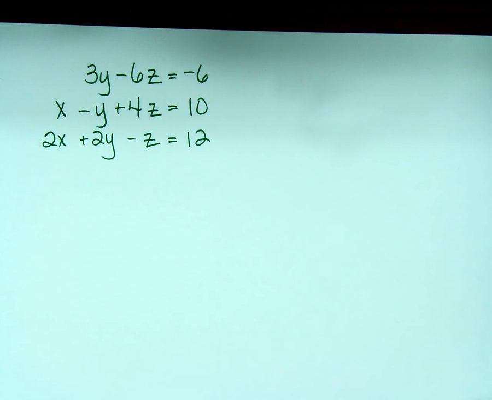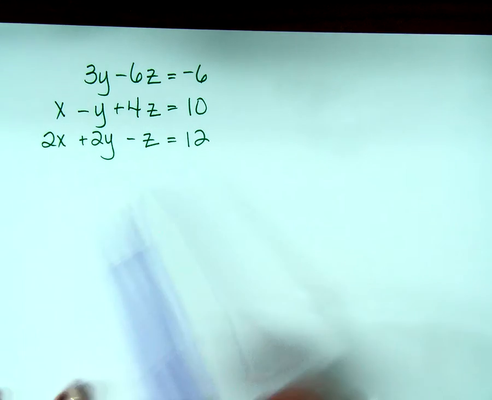How is this problem different than the ones we talked about yesterday? It has three variables. If it has three variables, what's the minimum number of equations that we need in order to solve it? 3. Can we have more? Yes, but we need at least 3. Okay? So we've got to figure out what to do here.